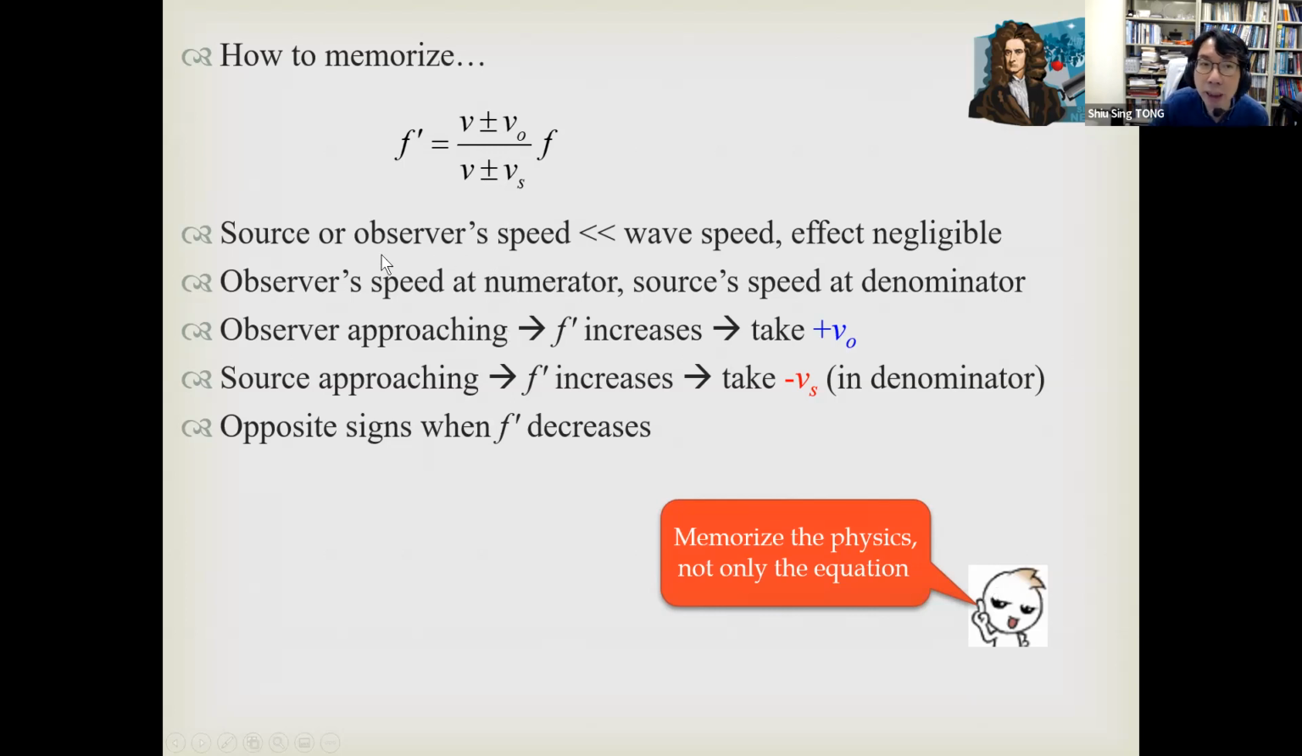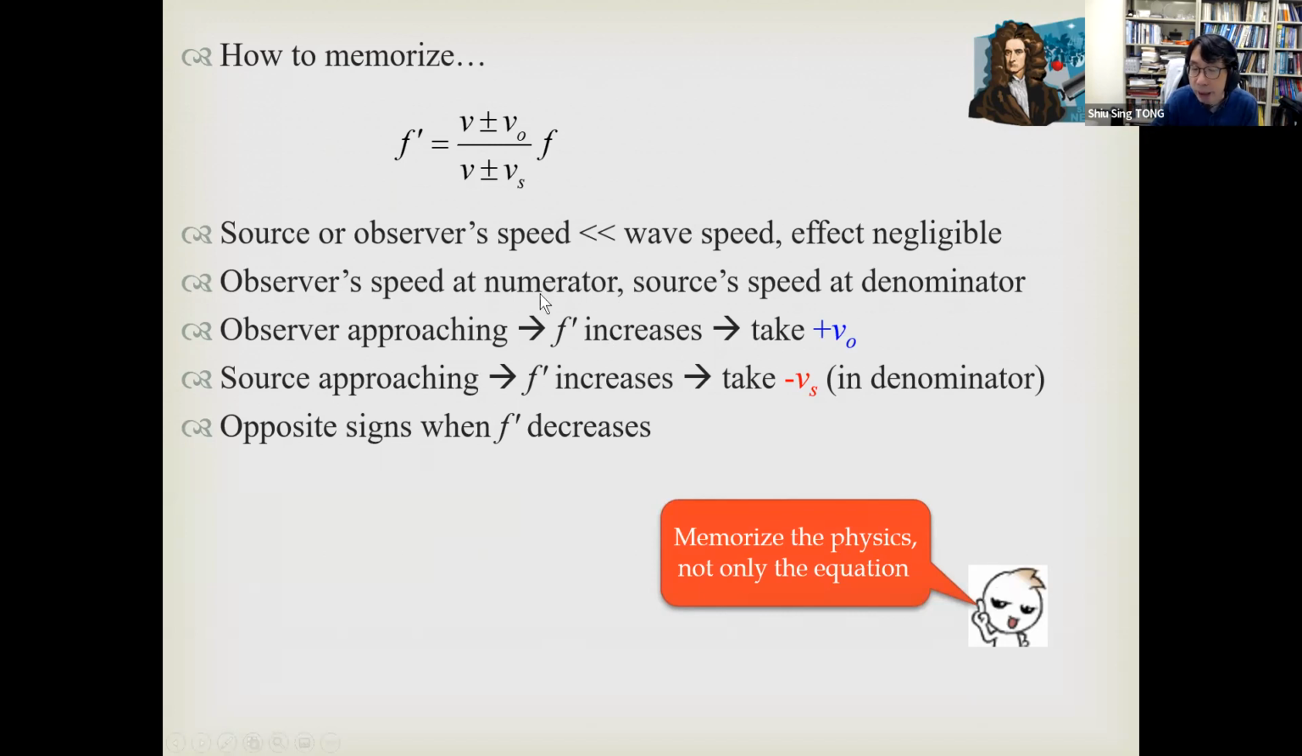Now, the first thing to note is that when the source or the observer speed is much more than the wave speed in the medium, then I can neglect V0 and Vs relative to V. And that means the Doppler effect is negligible. Okay, so that is the first observation. Because when I ignore V0 and Vs, it will become V divided by V, right? And that's 1. So F prime will then become F. And that means the Doppler effect is negligible.